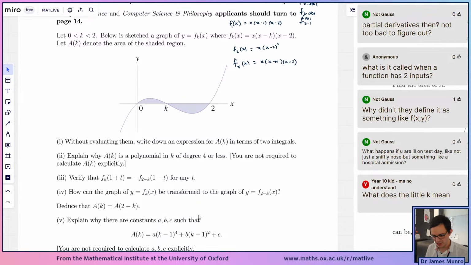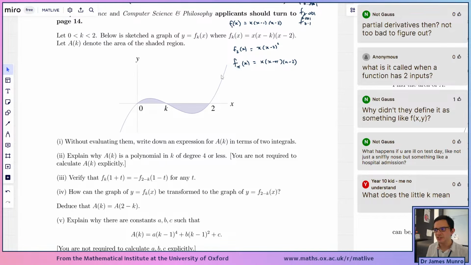So, what's the structure here? It's another kind of symmetries question. We just had this thing about replacing t with 1 minus t, and there's something similar going on down here. Explain why a of k is a polynomial in k of degree 4 or less. And there's this verify that. Let's try and do the verify that, I suppose. Or maybe not, because I think the verify is just algebra.